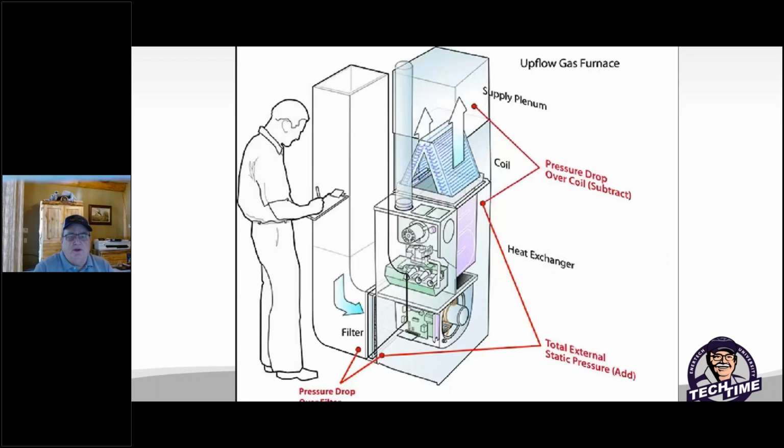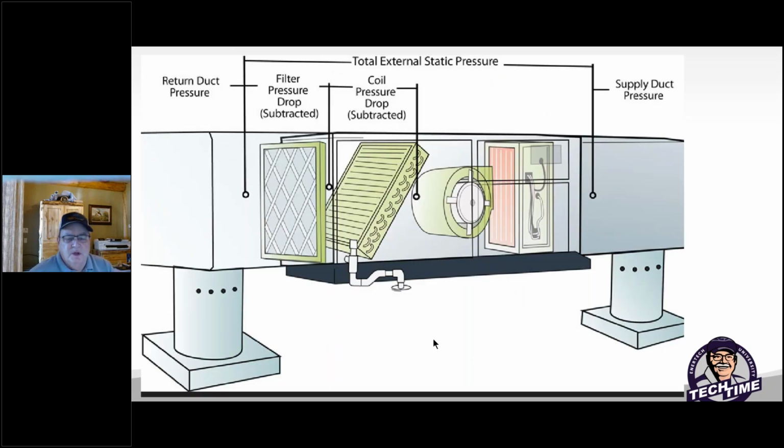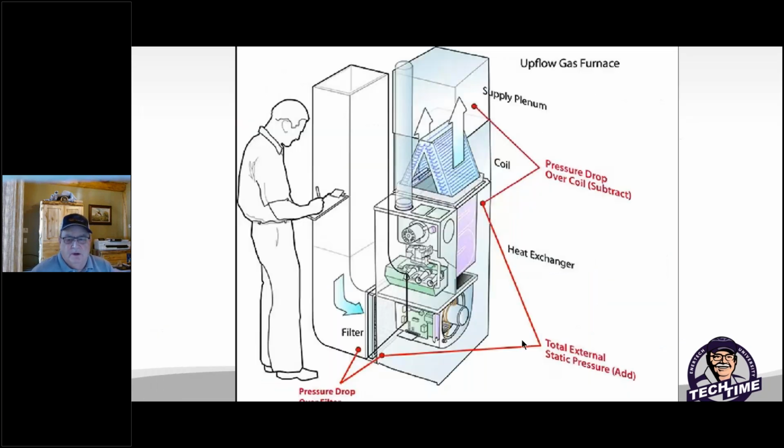So here's another picture of a diagram, more like a gas furnace. Same kind of scenario. You can see where you can take some measurements and how you end up coming up with your external static pressure.